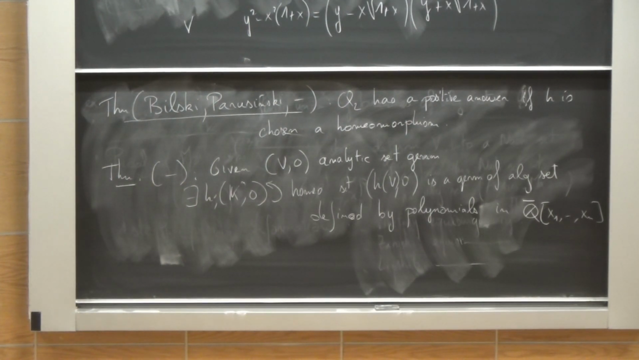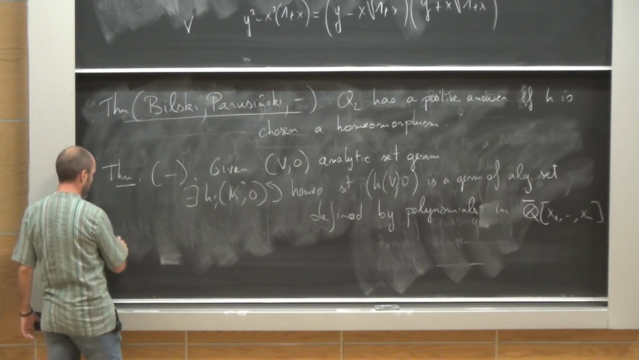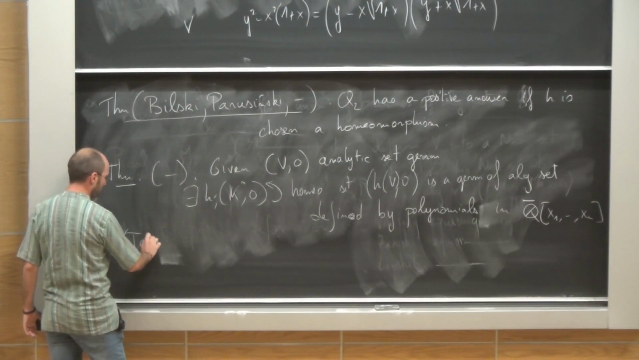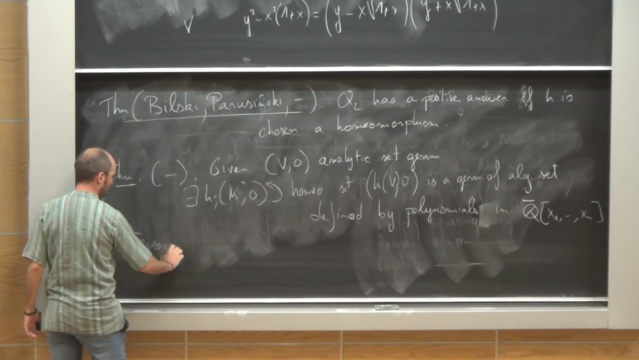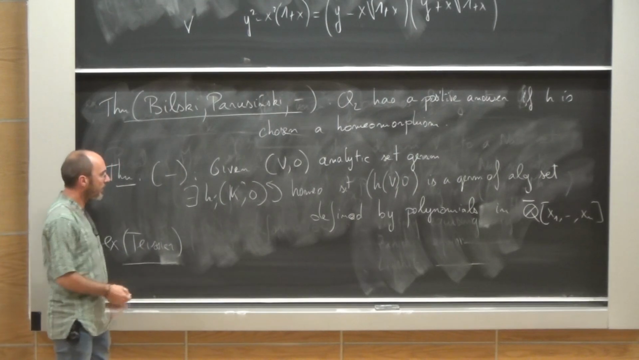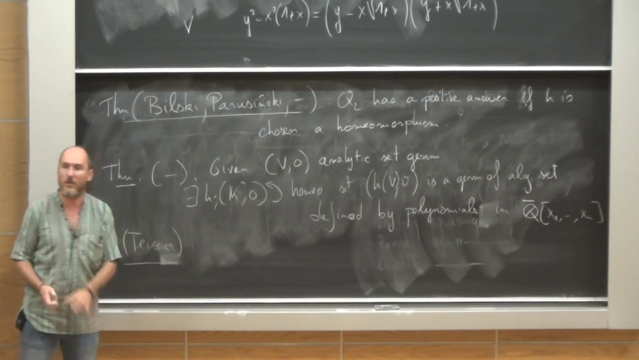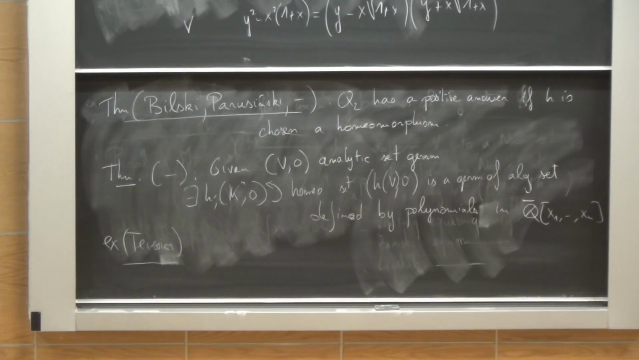And there is an example of Tessier, which is a bit tricky, but that says that we cannot do more than that. We cannot transform even a germ of a polynomial function or an algebraic set into an algebraic set defined over the rationals. We really need algebraic numbers.